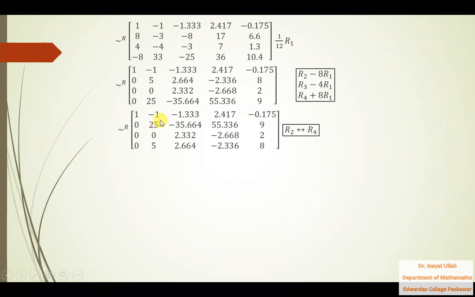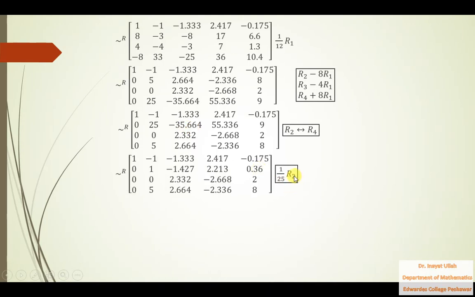How could you make this element 1? By multiplying this whole row, this row 2, by 1 by 25. So multiplying row 2 by 1 by 25, that will become 1, that will become minus 1.427, that will become 2.213, and that will become 0.36.